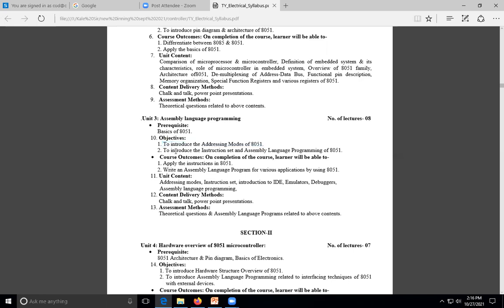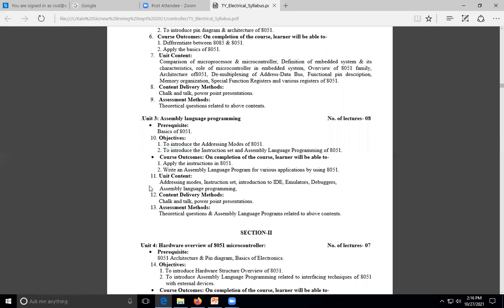The next is the instruction set. We are discussing a lot of instructions in 8085. In 8051, the same instructions and same functions are there, only some syntax is different. Then there is some assembly language programming, maybe addition, subtraction, multiplication, and block transfer. These are the programs you have to see in unit number 3.